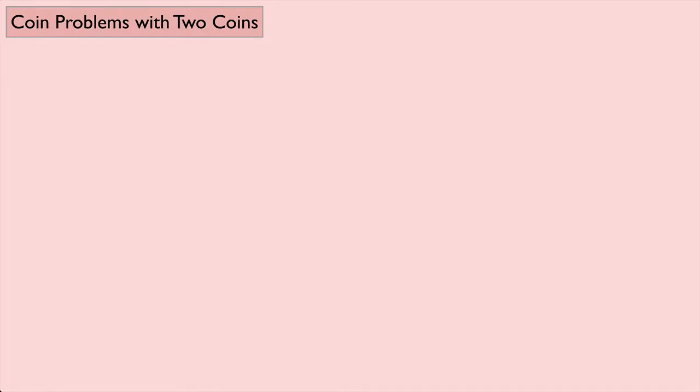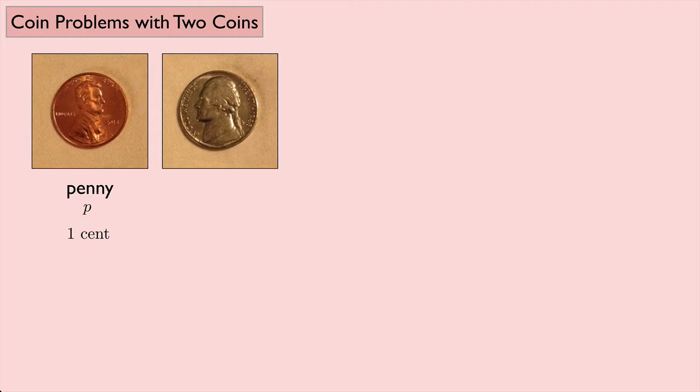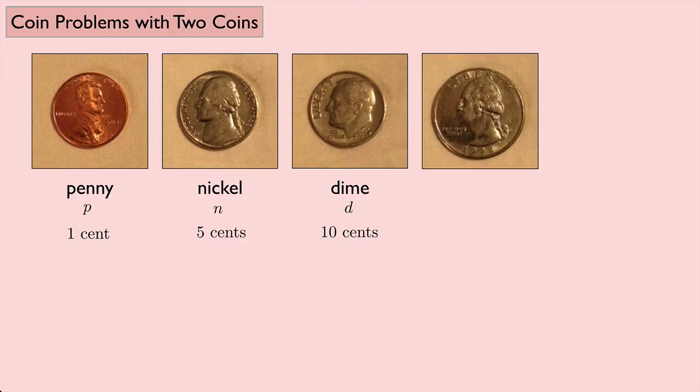A very common type of problem in algebra involves a problem with coins. So first, let's review our coins. This is a penny, and I'm going to represent it with the letter P, and it's worth 1 cent. Here is a nickel. That's going to be the letter N, and that would be 5 cents. And a dime, that's the letter D, 10 cents.